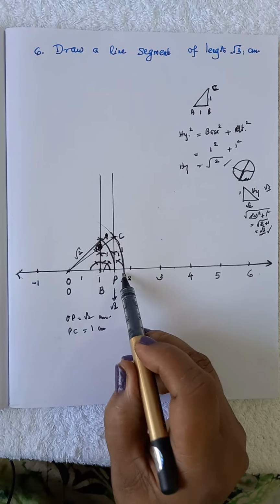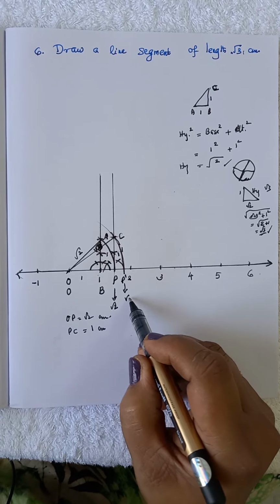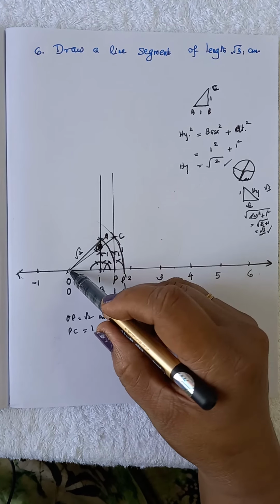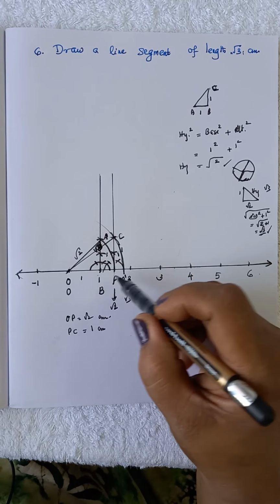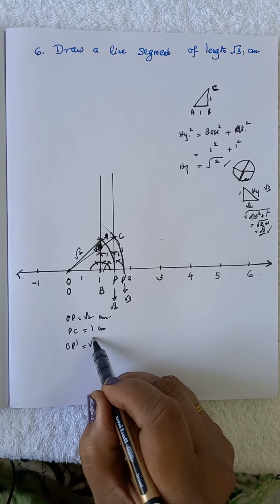Now this OP dash also will be root 3 using the circle technique because this is the radius. Here also it is a radius of length root 3. So this much OP dash also will be root 3.